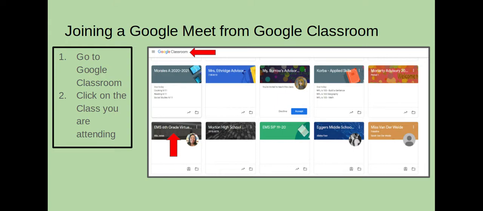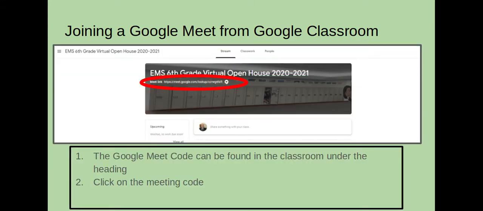These are the steps. Number 1, go to Google Classroom. That's the red arrow at the top. Number 2, click on the class you are attending. That's the red arrow at the bottom. Once you've clicked on the class that you're attending, you'll see a banner across the top. Pay close attention to the red circle.